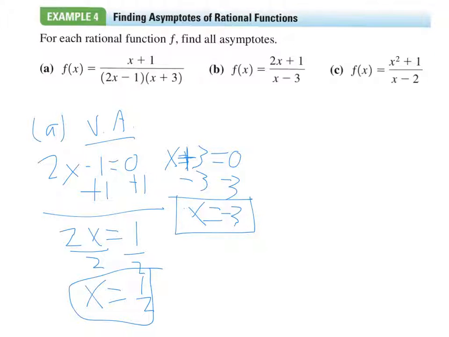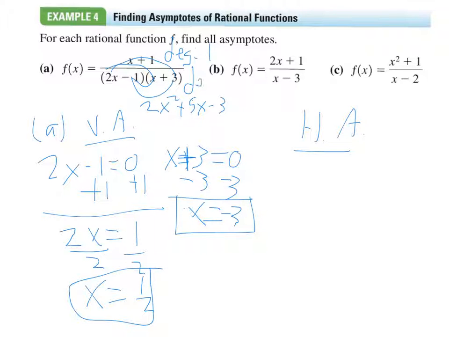And to check for any other asymptotes, say horizontal, you notice the degree for the numerator is 1. And if you were to FOIL these, you would have 2x squared plus 5x minus 3, which means the degree of the denominator is 2. Since the degree of the denominator is greater than the degree of the numerator, there's a horizontal asymptote at 0.